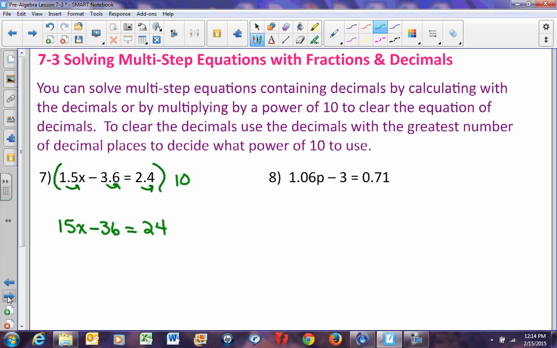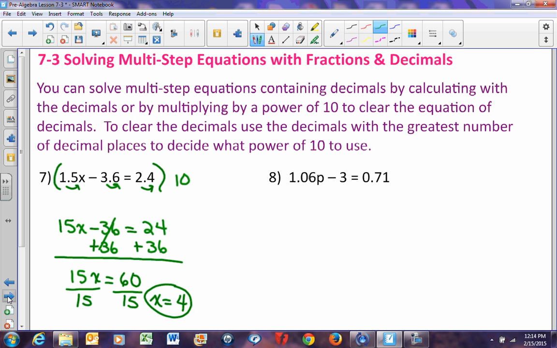Now no more decimals, because most of you do not divide by decimals very well. Add 36, because we need to get rid of anything that's added or subtracted. So these two things cancel out. 15x equals 24 plus 36, which is 60. And if we divide by 15, 15 will divide into 60 4 times. And there we have our answer. Did not even have to touch a calculator. Made it very, very simple because we just needed to multiply by 10.